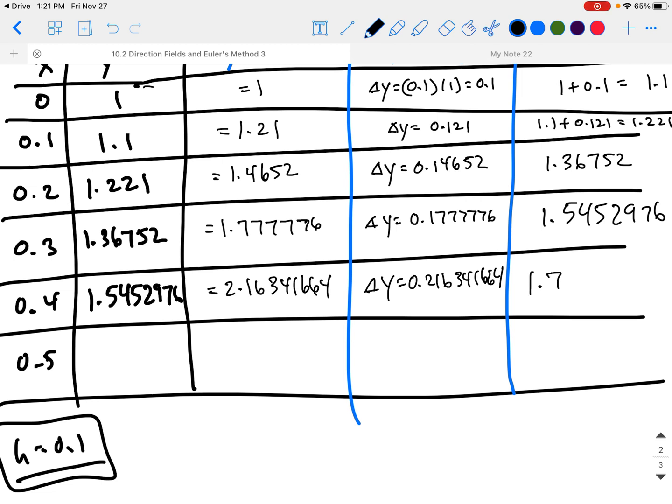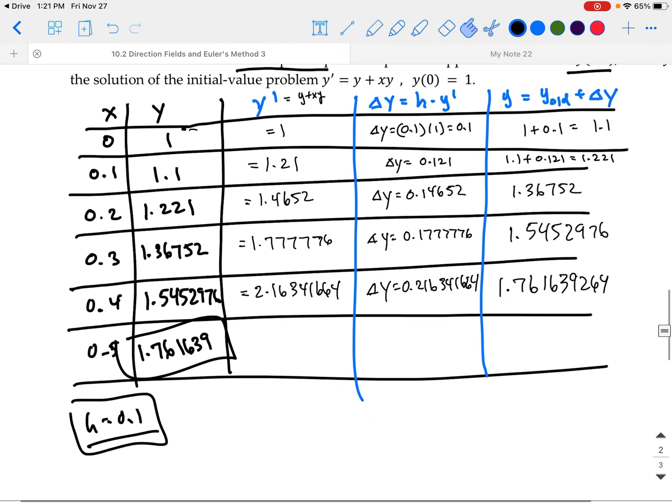So then our approximate value is going to be 1.761639264. And again, we can use the whole number, or up to 3 decimal places or more. 1.761, again, would be perfectly fine, but we could add a couple more approximate values if we wanted to.